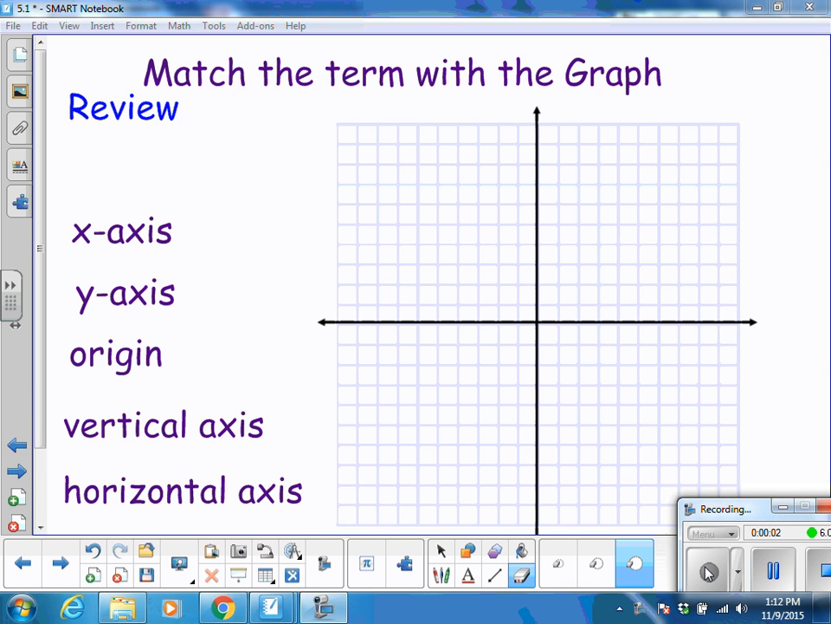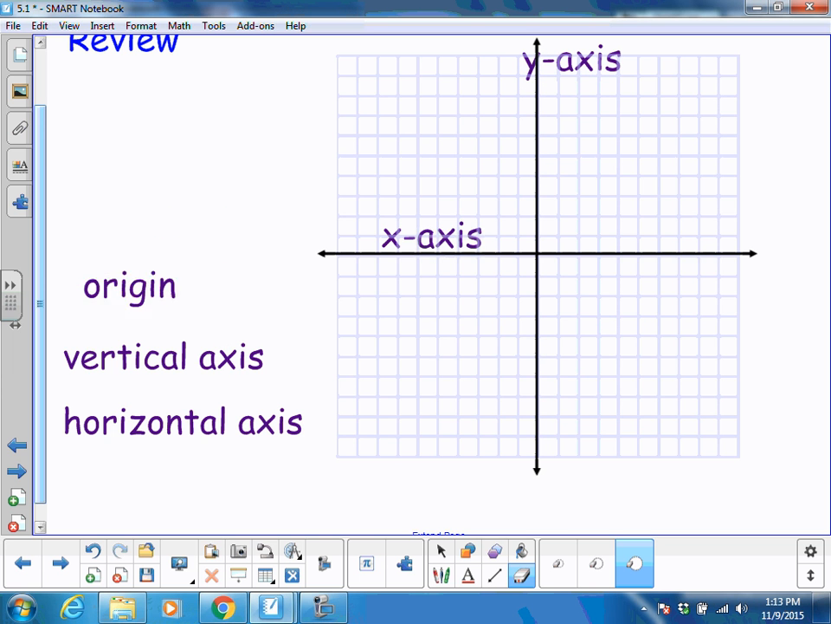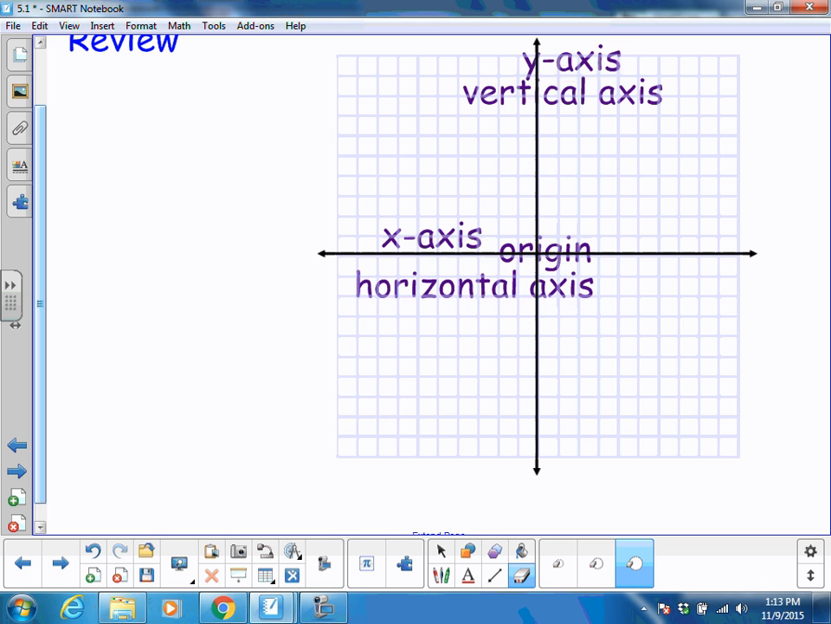All right, in chapter 5, we're going to look at linear functions, but we needed to review a couple concepts here. We're going to match the term with the graph. Some good reminders. Here's where my x-axis is. Here's where my y-axis is. My origin sits in the middle at 0, 0. When I talk about my vertical axis, I'm talking about my y-axis, and my horizontal is following my x-axis.